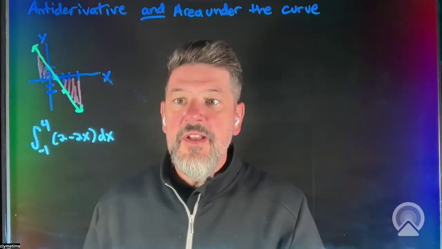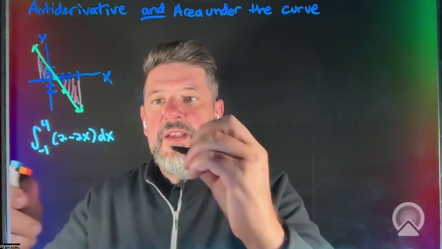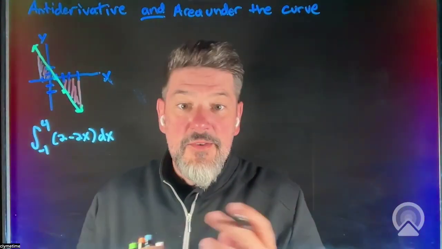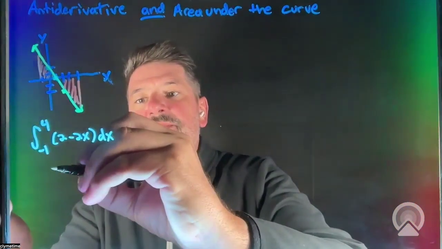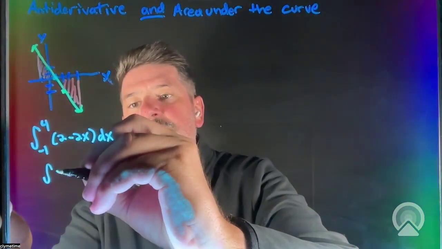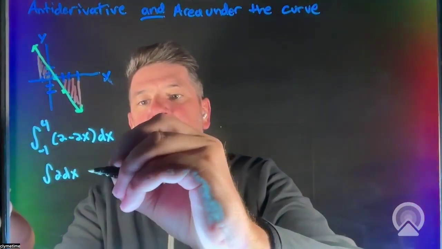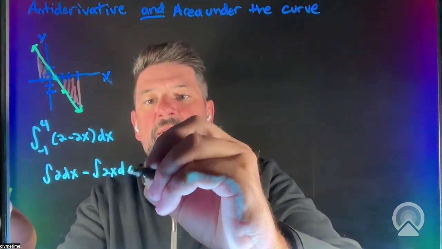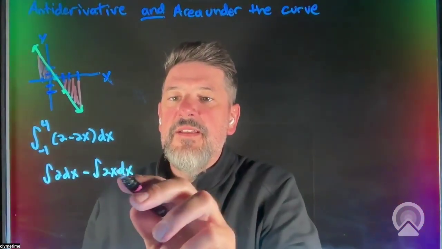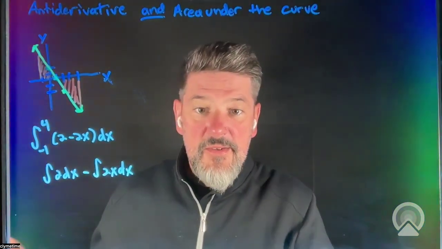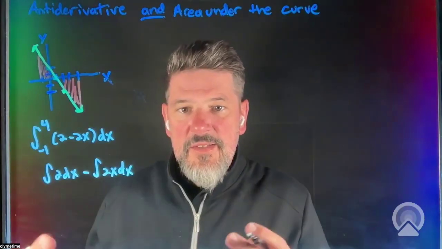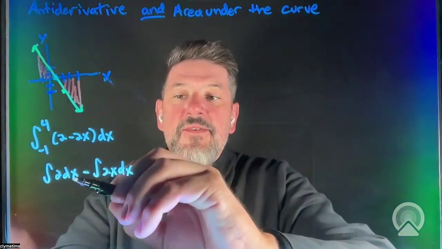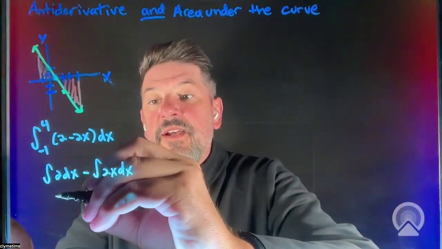So for the antiderivative of 2 minus 2x, I can use the sum rule for derivatives and integrals, which allows me to take the integral of 2 and the integral of 2x as separate integrals. So I have 2 and 2x, and I can separate that out and take the integral of each one separately. And it's still -1 to 4. I'm not going to write it in, but it's still -1 to 4. So the integral of 2 is going to be 2x.